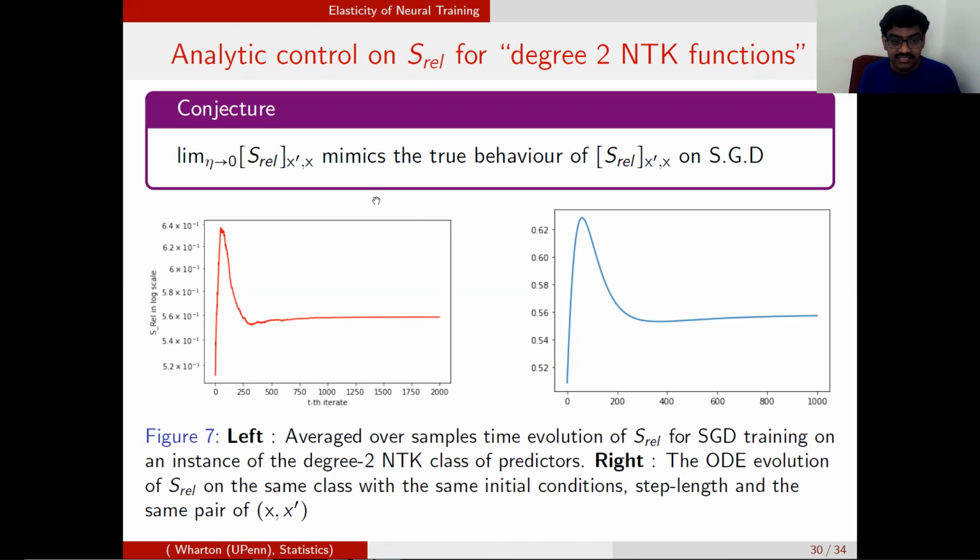So this leads us to the conjecture that maybe the elasticity function, in the limit of this eta parameter going to 0, evaluated on solutions of gradient flow, is in fact very close to the true behavior of the elasticity function on SGD. This is a conjecture at this point, which we cannot prove. Evaluating the elasticity function on SGD is a very technically complicated thing. We have no idea how to do that, but we can evaluate gradient flows. And that leads us to this conjecture that this is internally consistent and it's a good model for neural behavior.